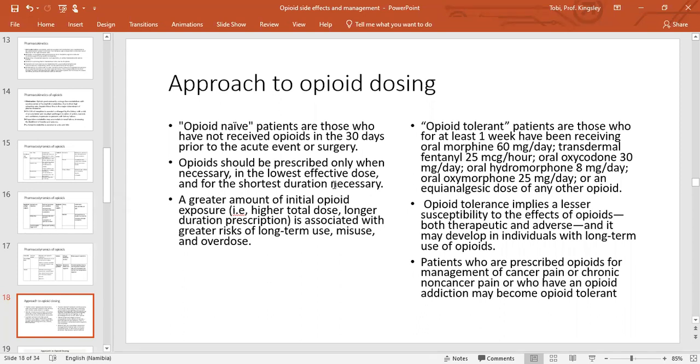All right, and opioid tolerance may also develop in patients who are on long-term use of opioids. So patients who are given opioids for management of their cancer pain or chronic non-cancer pain, or who have opioid addiction, at the end of the day may become opioid tolerant. So you may need to give higher doses to achieve your therapeutic level. And they are not as easily prone to side effects of opioids like their counterparts who are opioid naive.